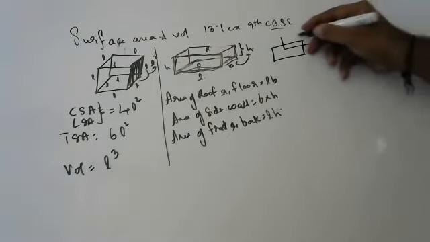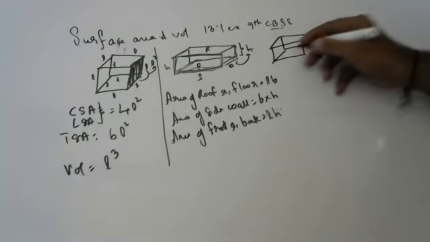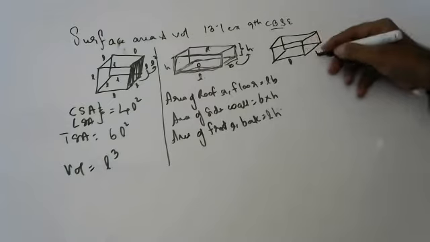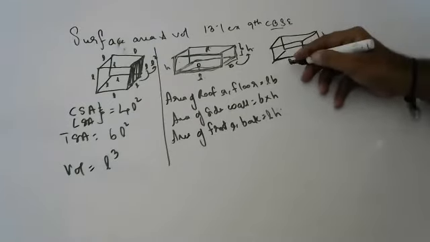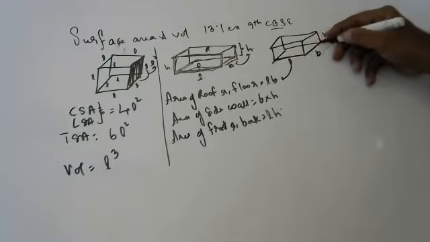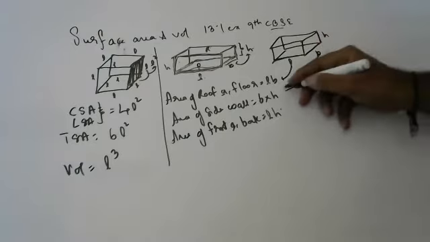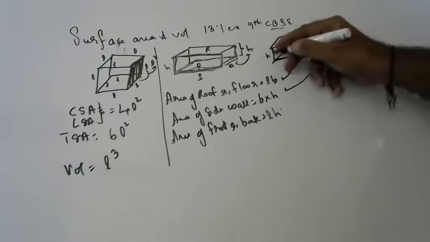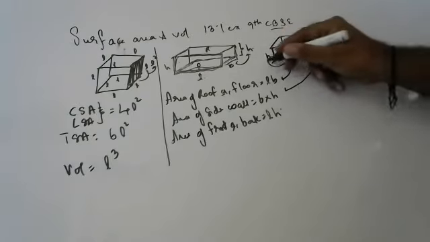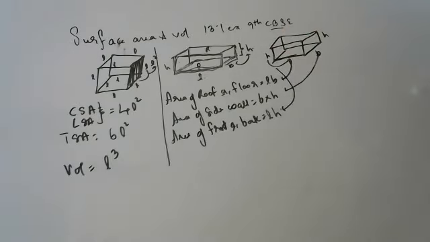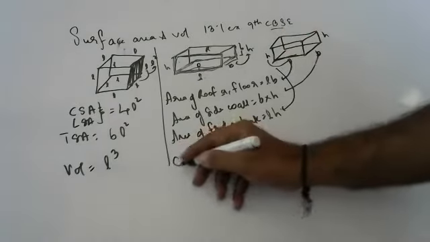Let's see here. This is L, this is B, this is H. The base is L into B. The side is B into H. And the front and back is L into H.